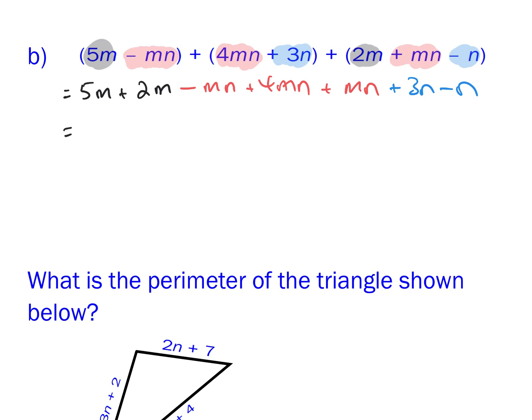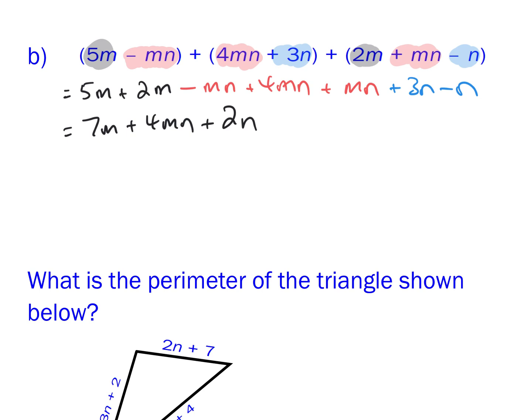How many m's do we have? 7. We got 7 m's. How many mn's do we have? 4. Negative 1 plus 4 is 3. Plus 1 is 4. And how many n's do we have? 2n. 3 minus 1 is 2. So we end up with an answer of 7m plus 4mn plus 2n.